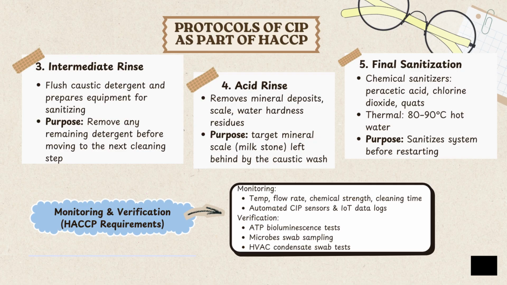Lastly, we need to do the HACCP requirements, which is monitoring and verification. We need to monitor temperature, flow rate, chemical strength, cleaning time, automated CIP sensors, and IoT data logs. We also need to do the verification by using ATP bioluminescence test, microbe swab sampling, and HVAC condensate swab test.